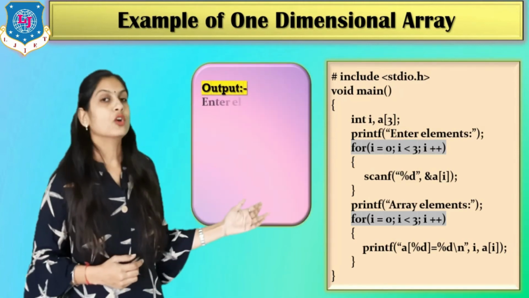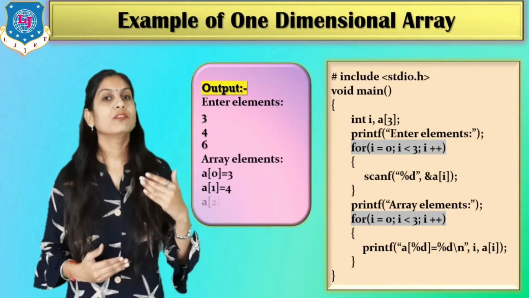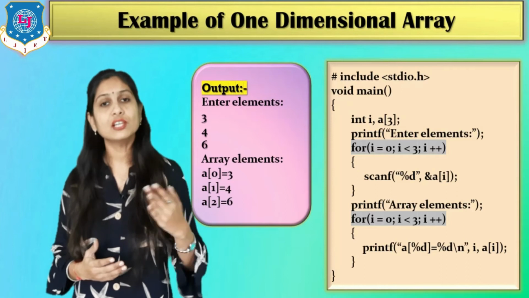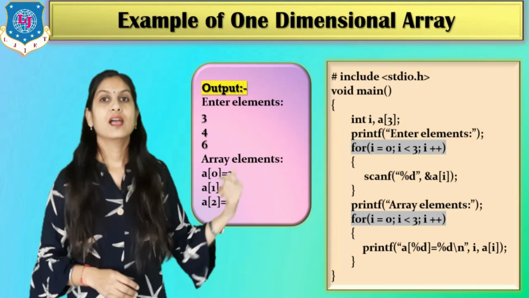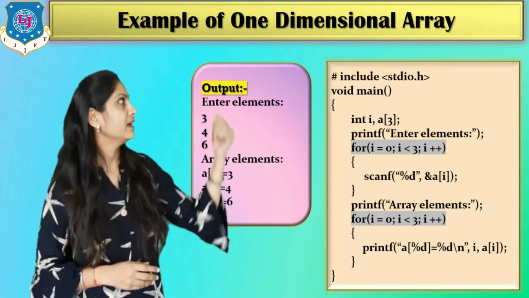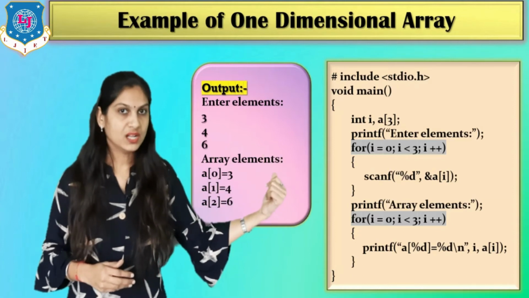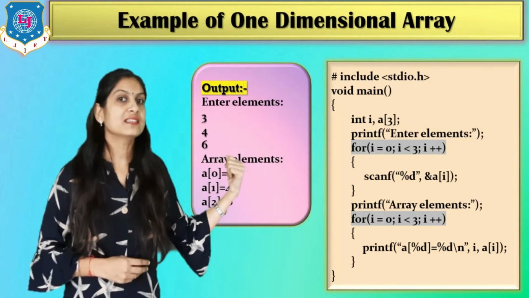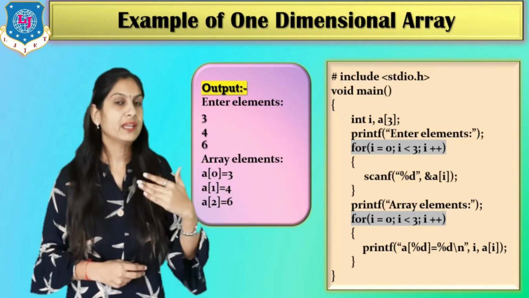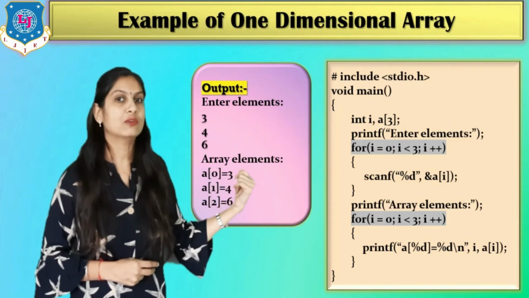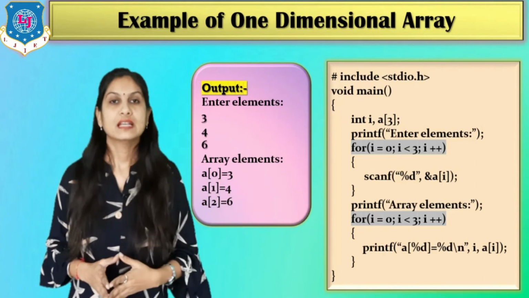Clear? So what is the output of this program? Suppose the user enters the values 3, 4 and 6. So that value will be printed on our output screen, and the message is just like enter elements, and the user enters 3, 4, 6. Then the output is array elements: first is a[0], because i is 0, equal to 3 because the first element is 3. Then i will be incremented and it prints a[1] equals 4. Then i will be incremented and it prints a[2] equals 6.